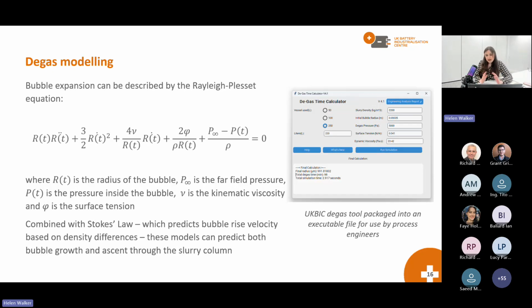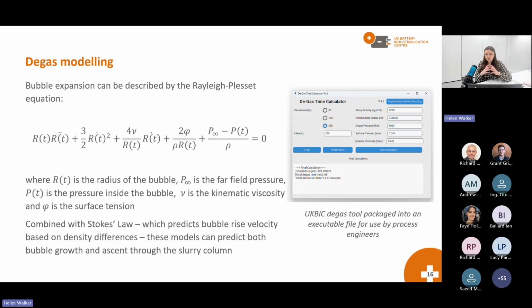So how do we know how long to degas our slurry for? Well, there are two equations really that we can use to model the degassing of a bubble out of a fluid. On your screen here, you'll see the Rayleigh-Plesset equation, and this equation governs the growth of a bubble in a slurry under changing pressure.